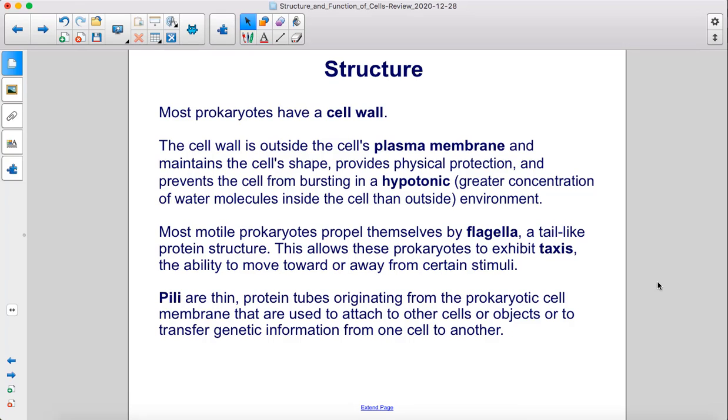Most motile prokaryotes propel themselves by flagella, a tail-like protein structure. This allows these prokaryotes to exhibit taxis, the ability to move toward or away from certain stimuli. Pili are thin protein tubes originating from the prokaryotic cell membrane that are used to attach to other cells or objects, or to transfer genetic information from one cell to another.